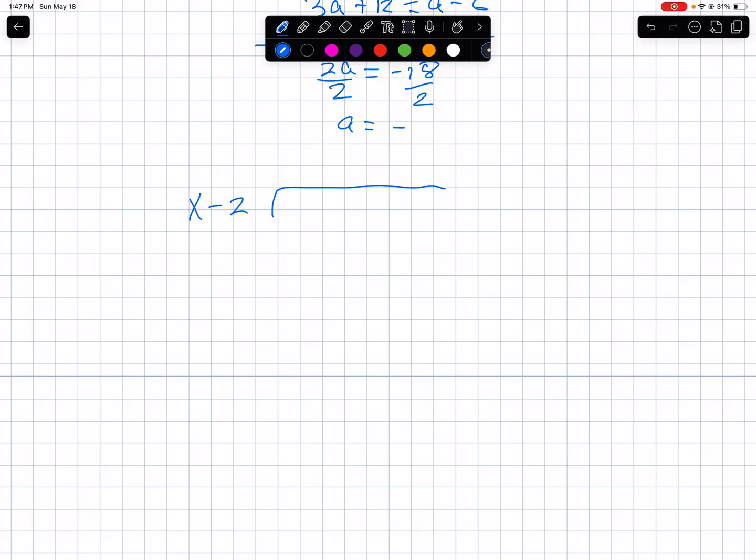So first you got to write it in order, right? And if you're missing, like we're missing x squared, that's why you have to put 0x squared in. So we write x cubed plus 0x squared plus 5x minus 8.